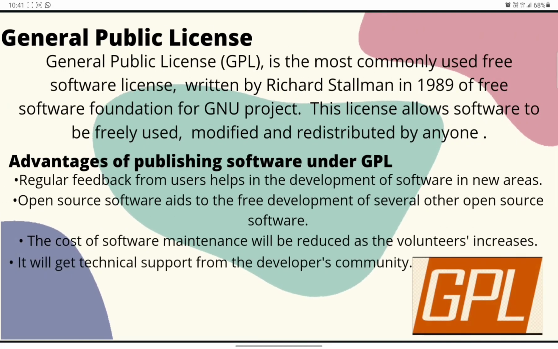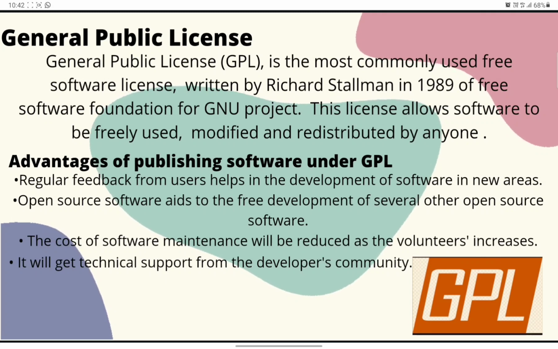General Public License. General Public License or GPL is the most commonly used free software license. Written by Richard Stallman in 1989 for the Free Software Foundation for GNU projects. This license allows software to be freely used, modified, or redistributed to anyone.